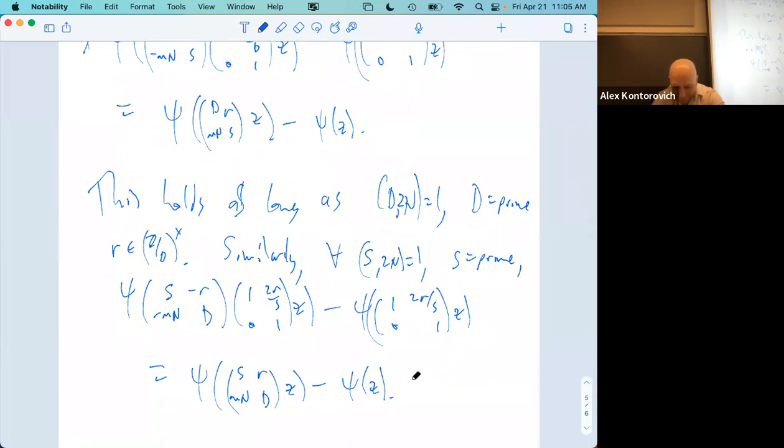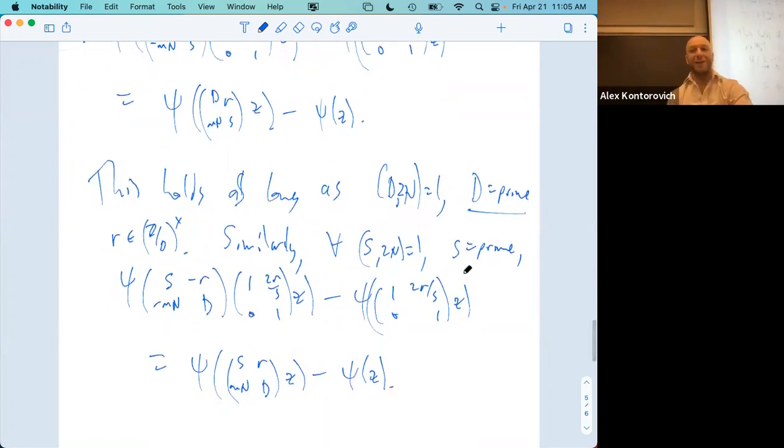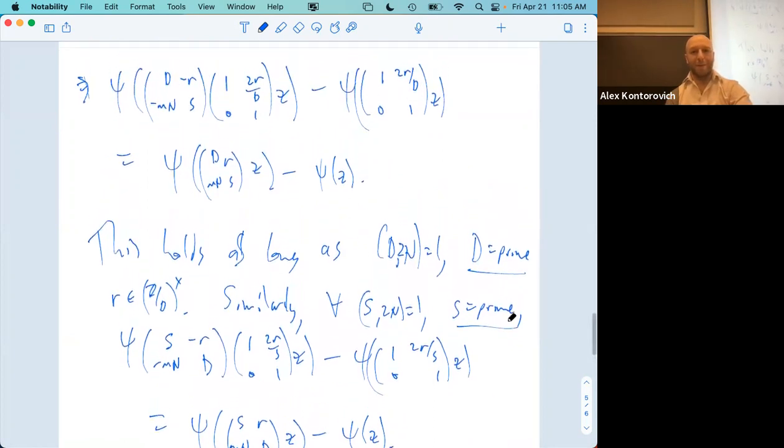Good. And now I'm going to make a little change of variables in this last one. Wait, so now S and D are both primes? S and D are both primes. Now I'm assuming both S and D are prime. I want this formula to hold, and I want this formula to hold. So I better have both S and D be primes co-prime to n. That's what makes it. Yep.